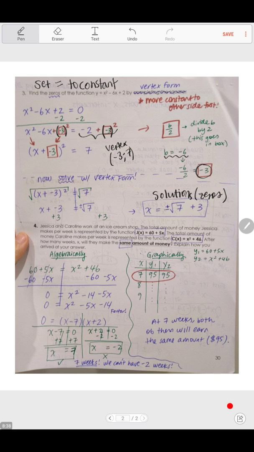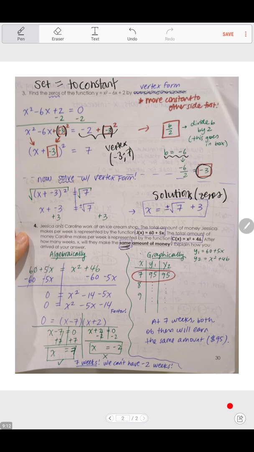And lastly, we have a word problem. Jessica and Caroline work at an ice cream shop. The total amount of money Jessica makes per week is represented by the function j of x equals 60 plus 5x. The total amount of money Caroline makes per week is represented by the function c of x equals x squared plus 46. After how many weeks x will they make the same amount of money? When we see same, it means when are the two equations equal to each other? Or when do they cross on the graph? So explain how you arrived at your answer.